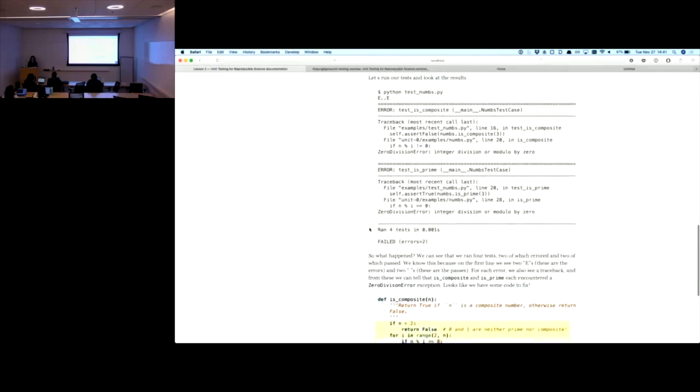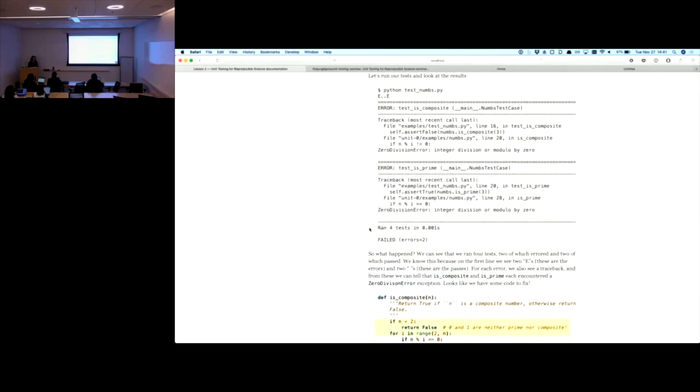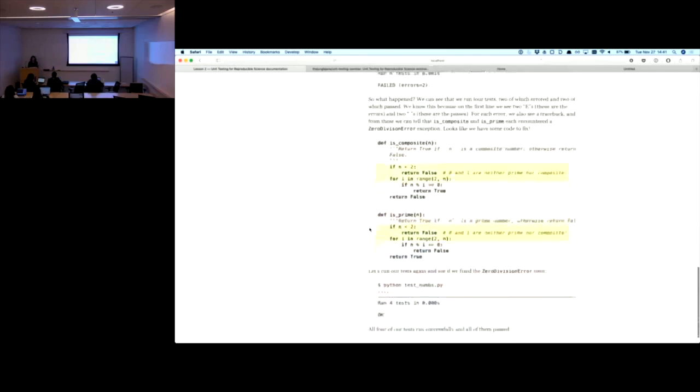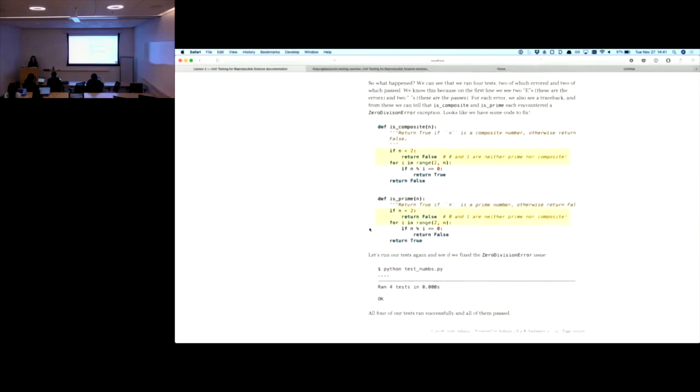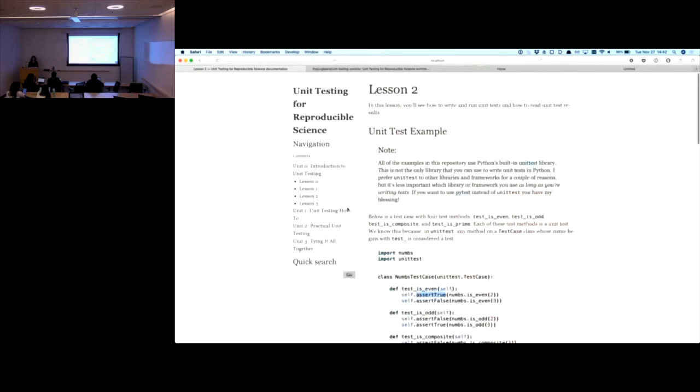Okay, so we just went over this. I wrote my code to get these errors. I fixed them, and then I ran my tests again, and all of them pass. And so you can see why this might be useful, right? Yeah, okay, good. Moving on.